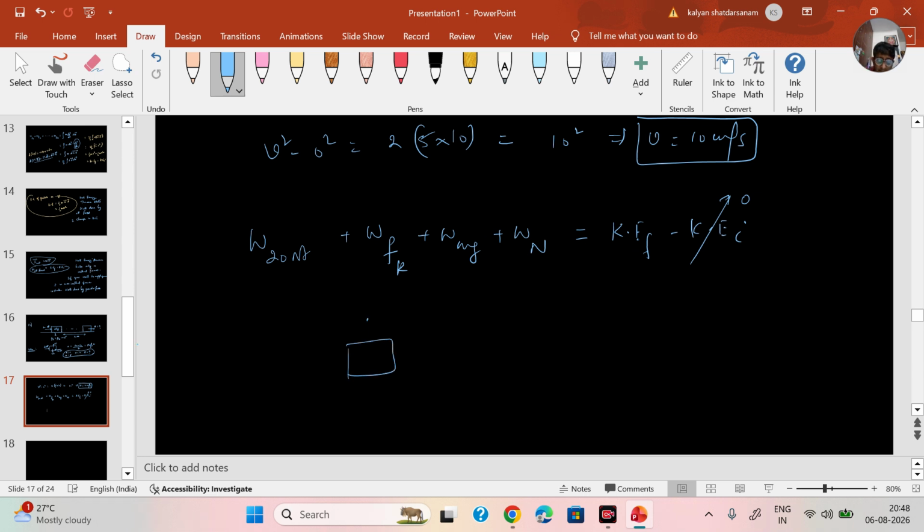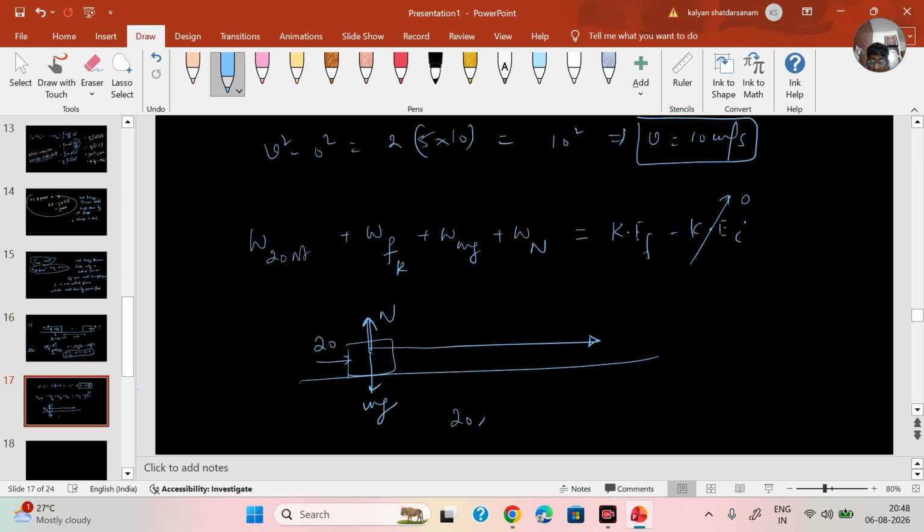Now work done by normal force is 0. Why? Normal force is acting up, whereas displacement of the block is horizontal. Both are perpendicular. So work done by normal is 0. Work done by mg is also 0 for the same reason. So we are left with work done by the 20 Newton force. The block went by 10 meters, so work done by the 20 Newton force is 20 into 10. F dot S I am using, in this case Fs, because it's a constant force.